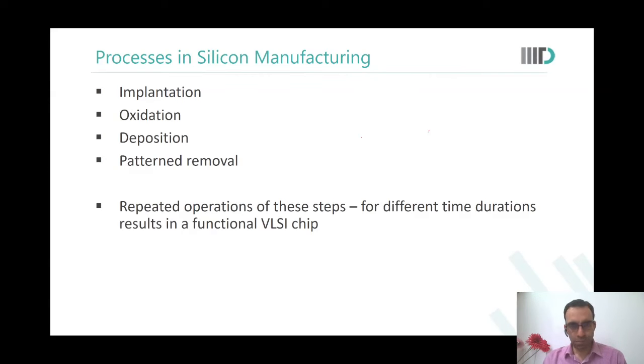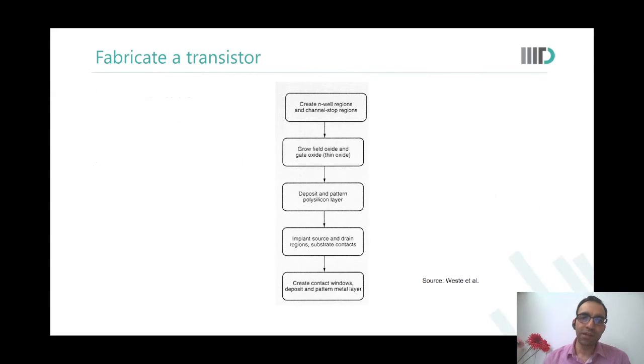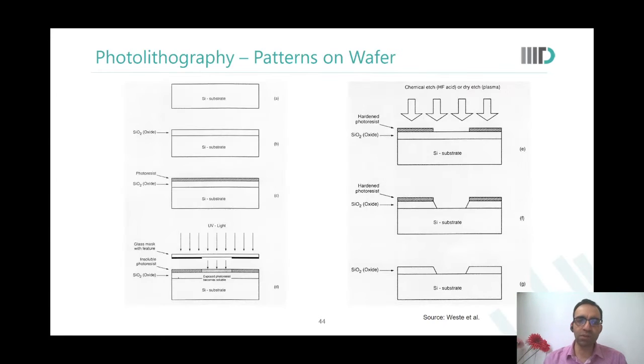Okay? So this is a primer, and this is an example. In fact, let us look at an example over here. We had a silicon substrate. We grew oxide on it, or we deposited oxide on it. Then we deposited photoresist on it. Then we exposed this photoresist to a glass mask.